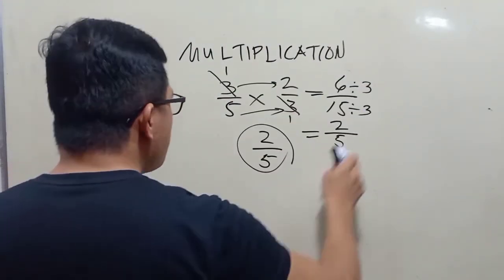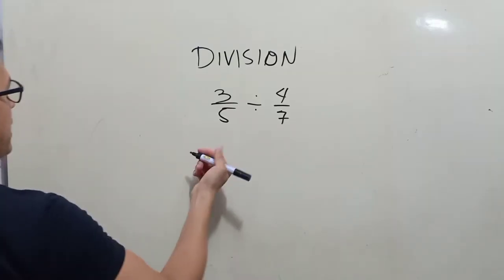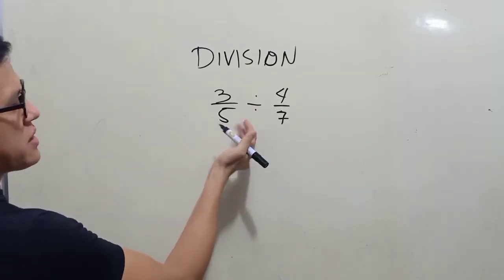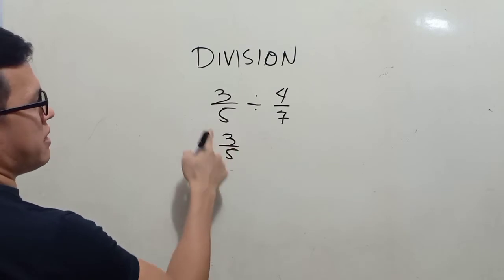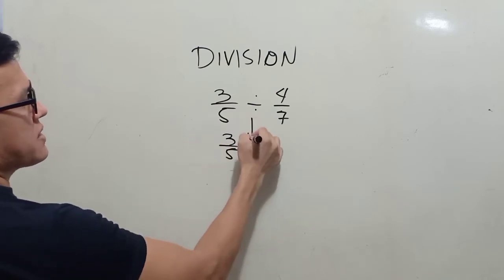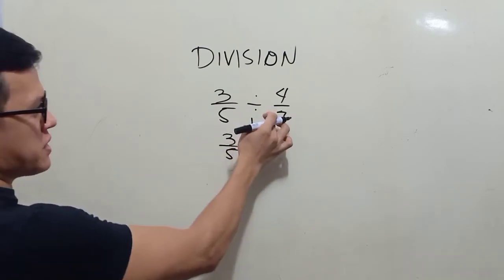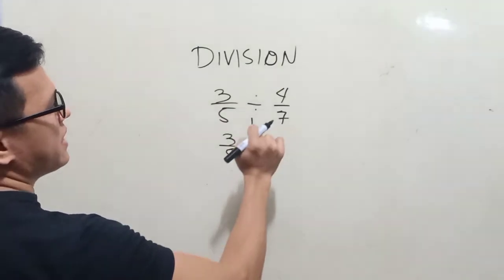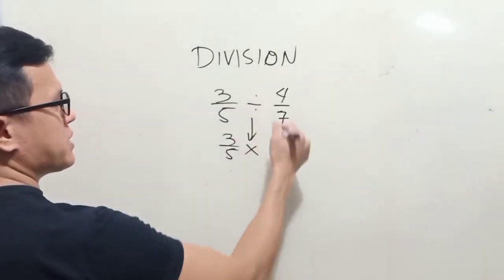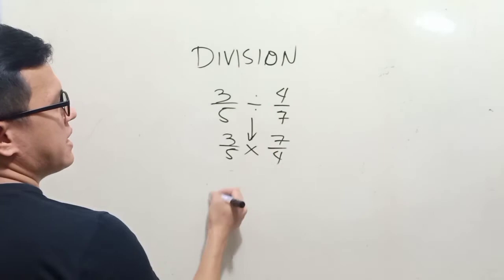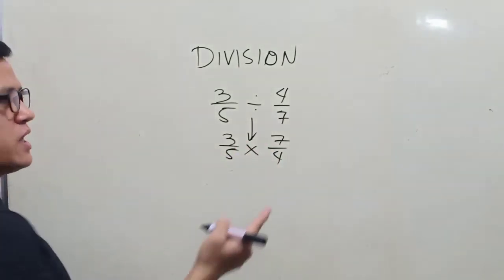Okay. Let's go to division of fractions, okay? So, division of fractions, just copy the first, which is 3/5, okay? And then change the sign to multiplication always. The division sign is changed to multiplication. And then take the reciprocal of this one. So, we have 7 over 4. That's it. And then proceed with the multiplication rule.